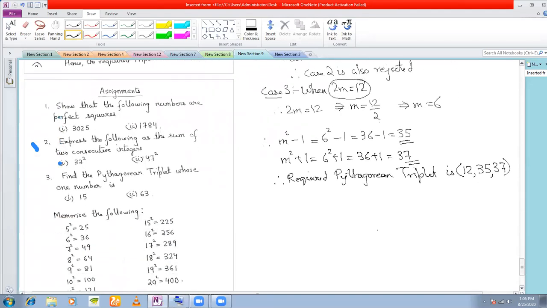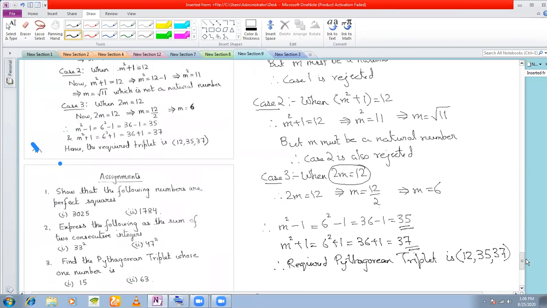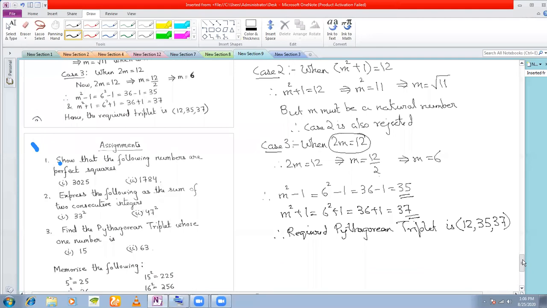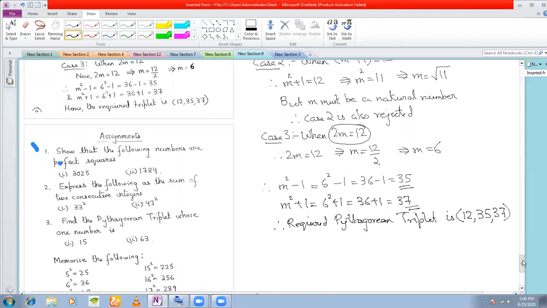I've given you two problems also in your assignments of Pythagorean triplet. So we'll do this problem a little later. Now I start with the assignments. This is the first part of your classwork. And either tomorrow or today I will send you the second part of this classwork also, the part which deals with your square roots.